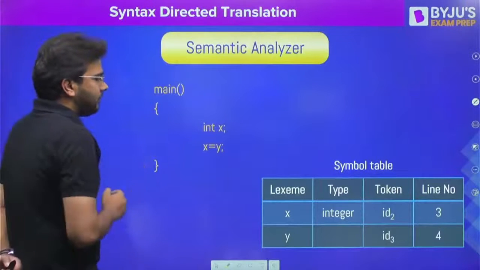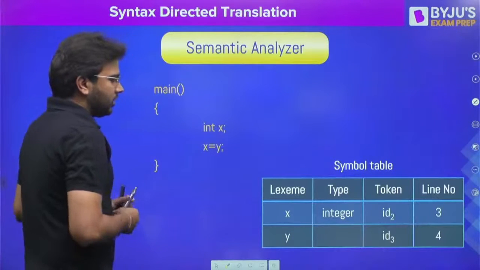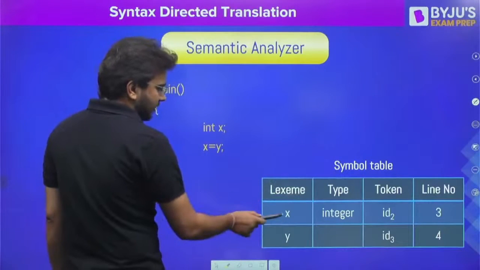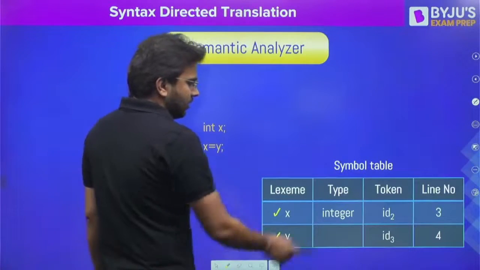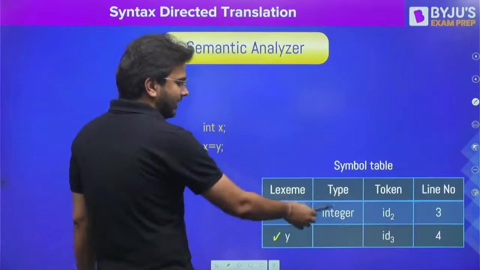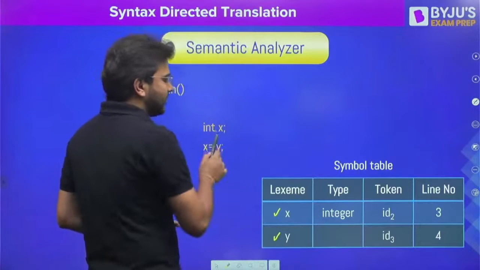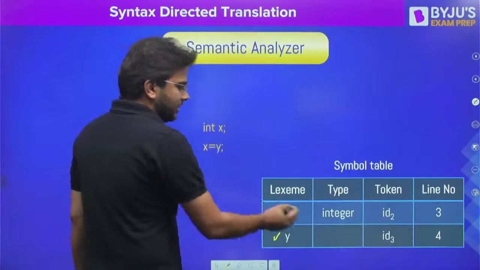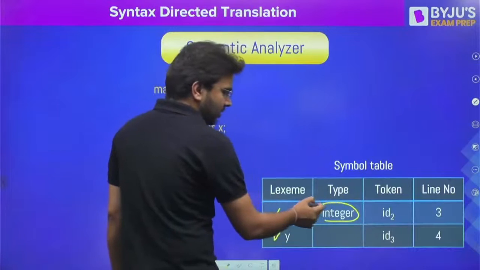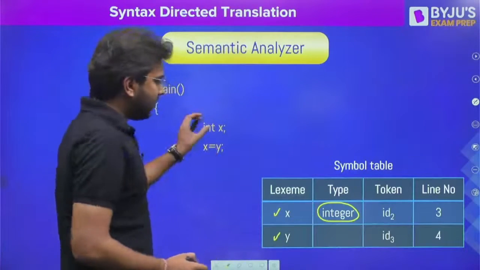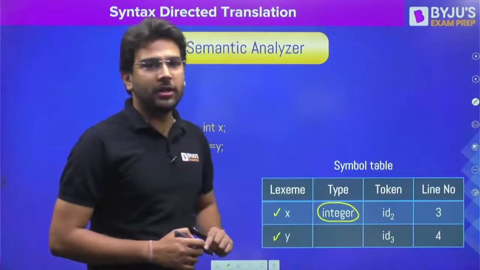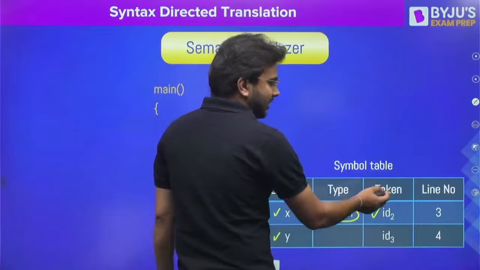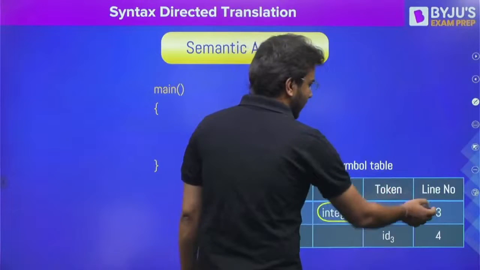Let's say here you have a main function, int x, x is equal to y. Now, you can see in the symbol table we have these lexemes x and y. We are writing the types also. So this semantic analysis phase is going to write the type of every variable we are using. Here x is integer type, so it is making the entry, right? It is going to identify the type and make the entry into the symbol table. And the token will be filled by the lexical analysis phase, and then the line number.